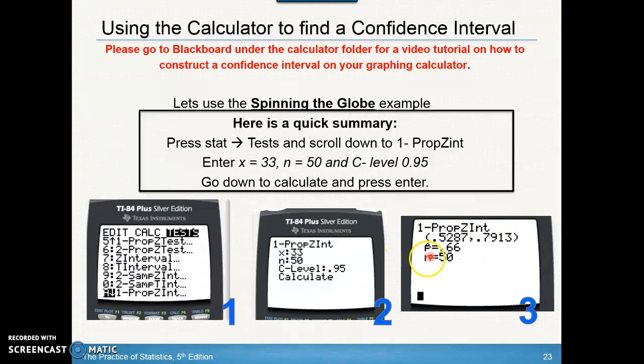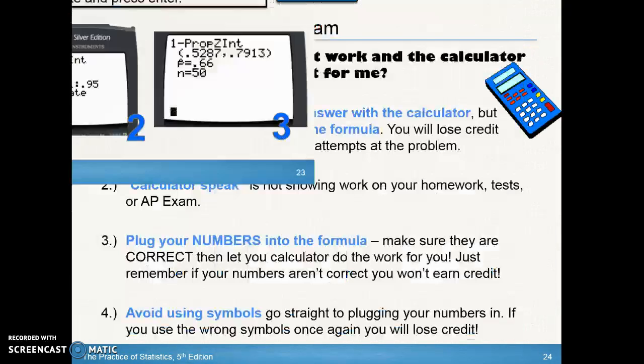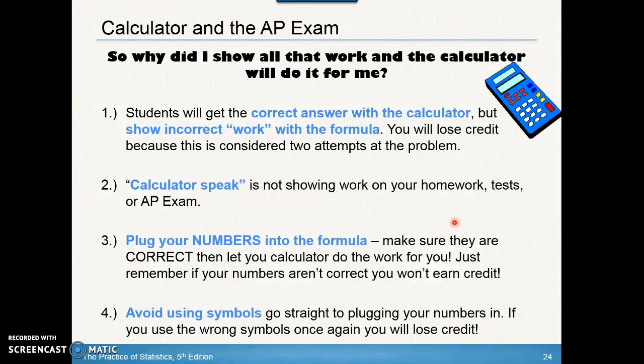Notice how it gives you your p-hat value, 0.66, and gives you the confidence interval answer. But like I said, you cannot just give this confidence interval answer. You have to show the plugins, and if your plugins are incorrect on your work, then you only get partial credit. So just be careful with that. I guess I kind of answered this question: why did you show all that work when the calculator will do it for me? Because students get the correct answer with the calculator, but they show incorrect work with the formula.